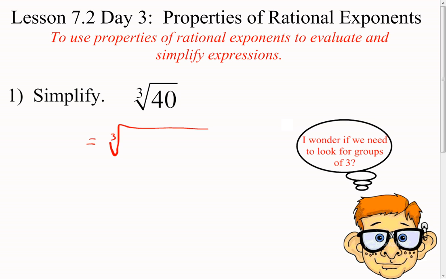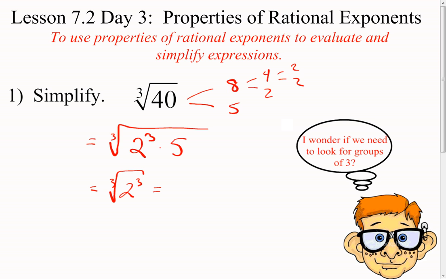you're going to break down the 40. The 40 breaks down into the 8 and 5, or you might have gone 2 and 10. So I actually have 2 to the 3rd power times 5. And so the cube root of 2 cubed, those are inverses of each other. The cube root of 2 cubed is just going to become 2. And the cube root of 5 stays there all by itself.